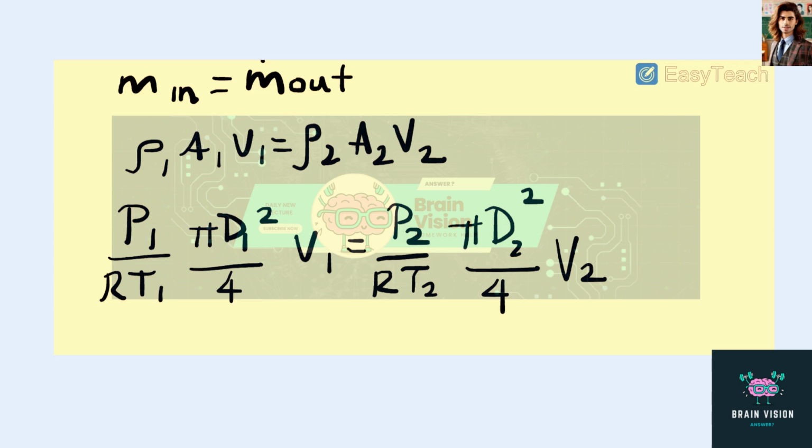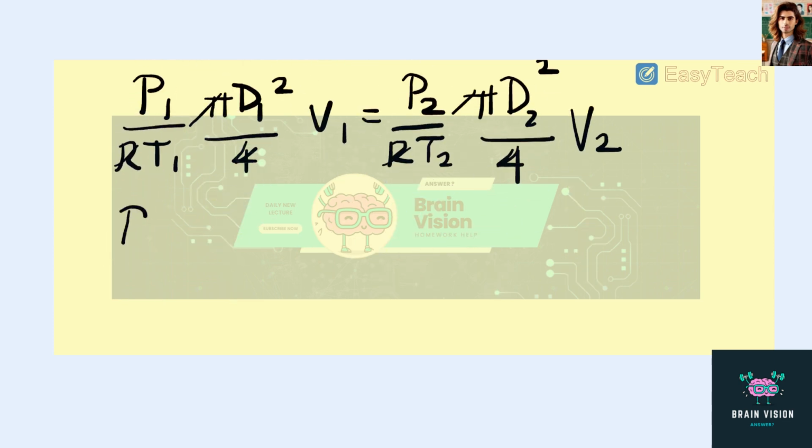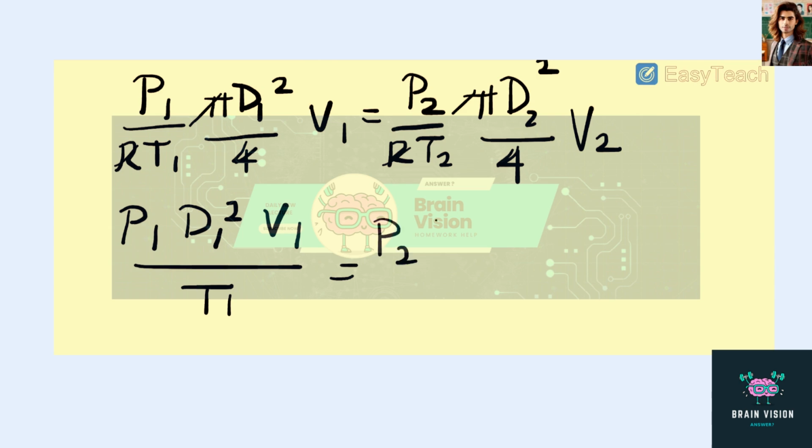As you can see, there are certain quantities here that are common between both sides, so we can cancel them out: the R, the pi, and the 4. And what this gives us is a relation that looks like P1 D1 squared V1 all over T1 is equal to P2 D2 squared V2 all over T2.